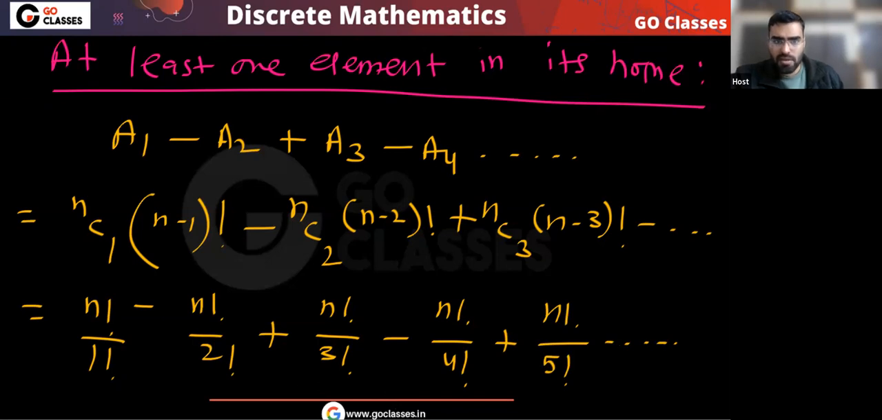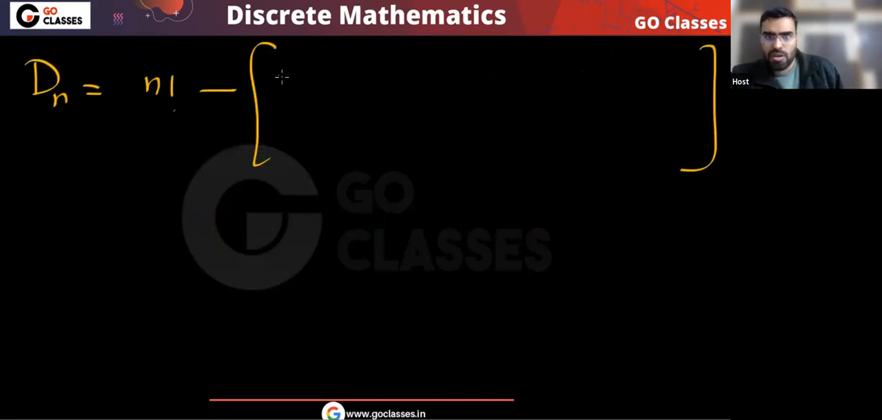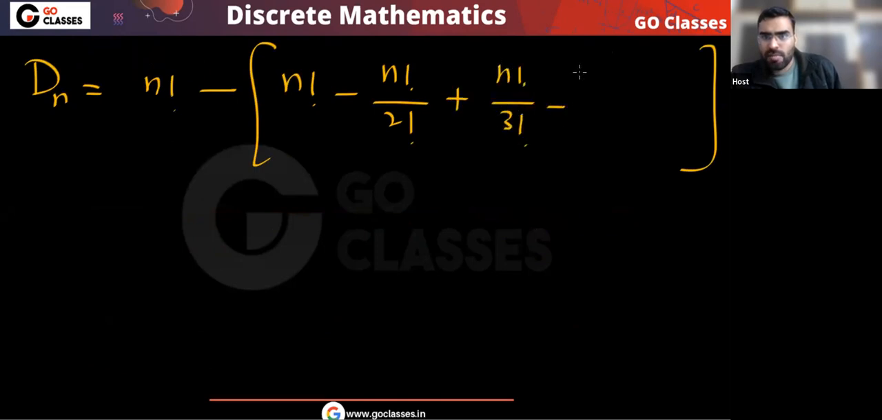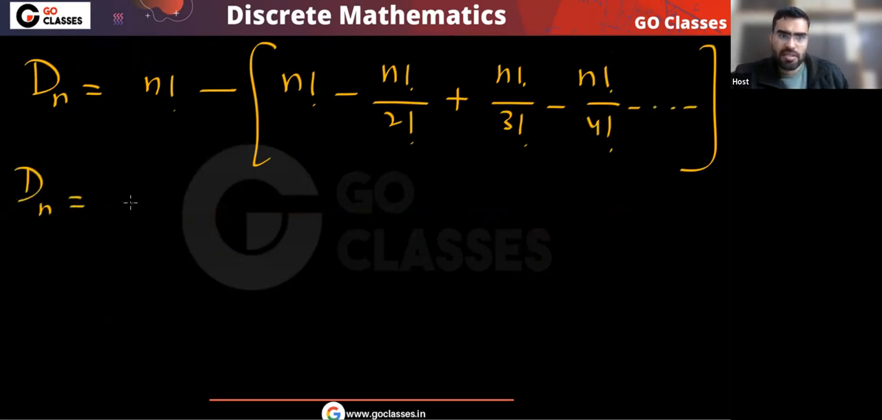Is this clear to everyone? So this is your undesired result. So I can say that Dn is nothing but n factorial minus this undesired result. This undesired result means n factorial minus n factorial by 2 factorial plus n factorial by 3 factorial minus n factorial by 4 factorial and so on. So from here I can say that Dn is nothing but n factorial minus n factorial, so that will just cancel out.